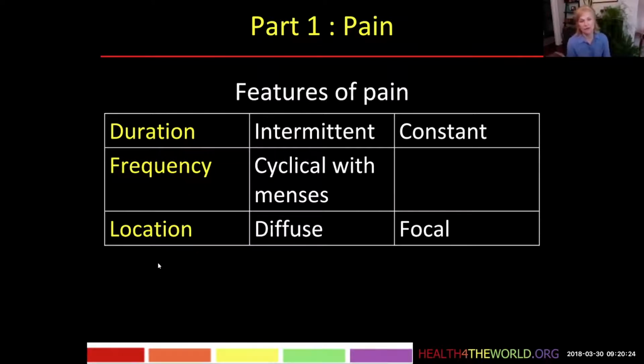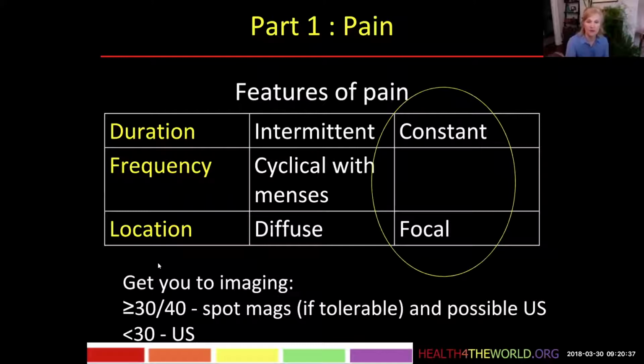Lastly, we want to know about the location of the pain. Is the pain diffuse throughout the breast or both breasts, or is it focal? Is the pain just in one area of one breast? And those will make a difference. And we will see that the pain which is constant and focal, those are the pains that are more concerning. Those are the ones that we want to evaluate with imaging.